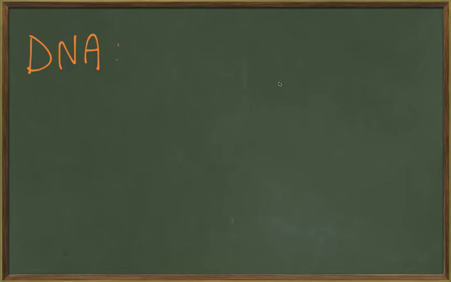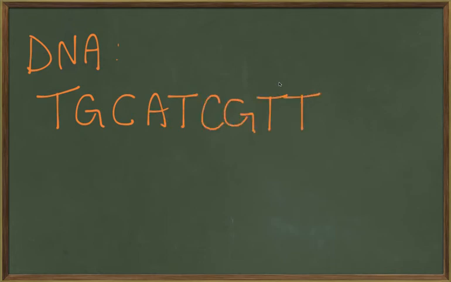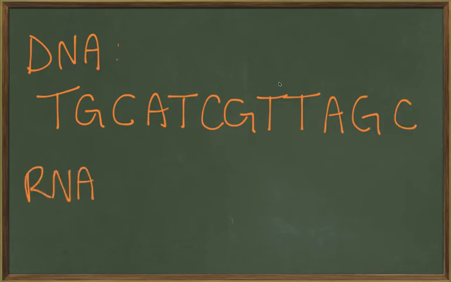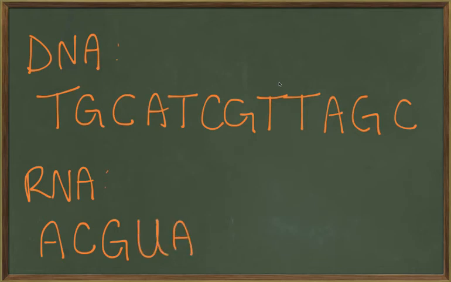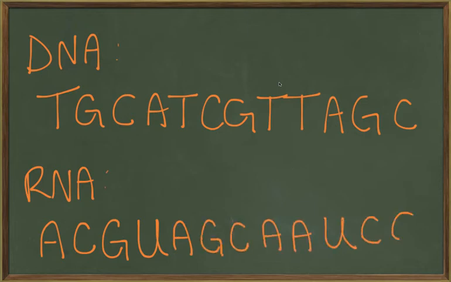Say I gave you this strand of DNA: T, G, C, A, T, C, G, T, T, A, G, and then C. If I was coming up with my complementary RNA strand, I've got to pair everything back up. If I come across a T in DNA, I automatically will pair it with A. Then my G would of course pair with a C, C pairs with G. Now I'm at an A. T no longer exists, so A now has to pair with U. Then I'd have an A, G, C, A, U, C, G.